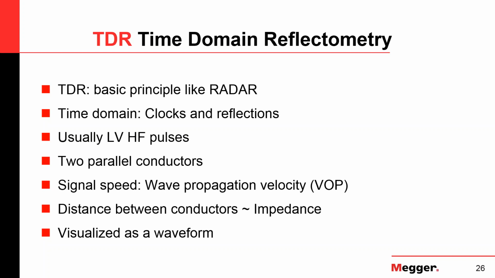It is usually a low voltage, high frequency pulse. We're talking 20 to 30 volts. There's only one exception to that. There's one arc reflection method which utilizes a pulse that can be 1,000 or 1,500 volts in that range, but that is the only exception. It's typically a low voltage pulse.